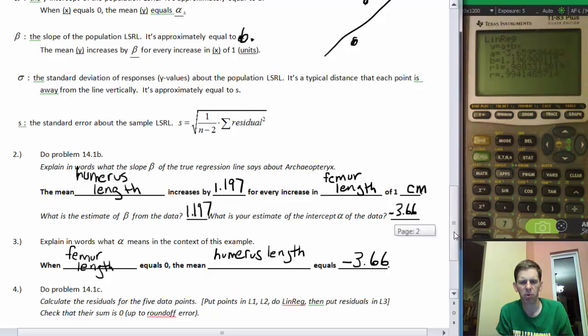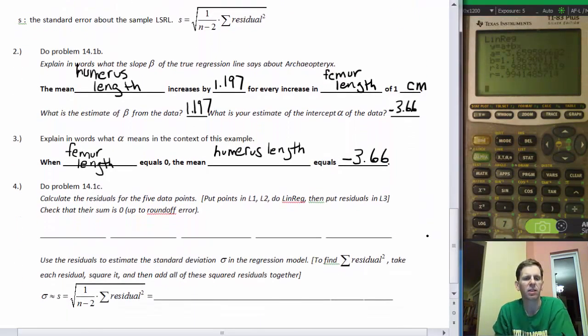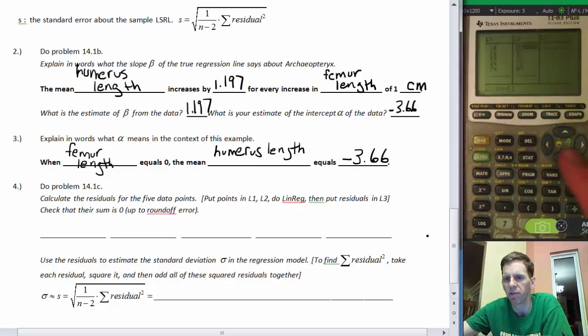And finally, the last problem we're going to look at is 14.1c. It says calculate the residuals for the 5 data points. We're going to do this by putting the values in list 1 and list 2 in our calculator, which we've done already. We're going to do the LinReg step, which we've done already. And now we can put the residuals in list 3 of your calculator. Remember, you can highlight L3, go to your list menu, second stat, and you should find RESID among the names of the different lists.